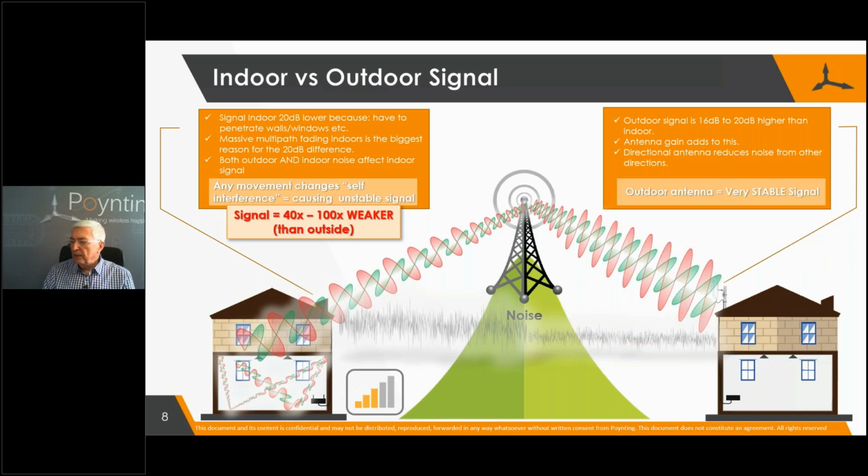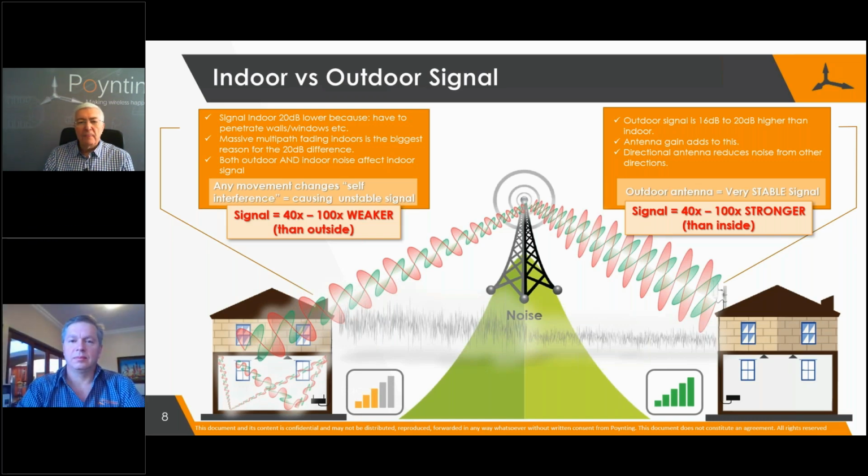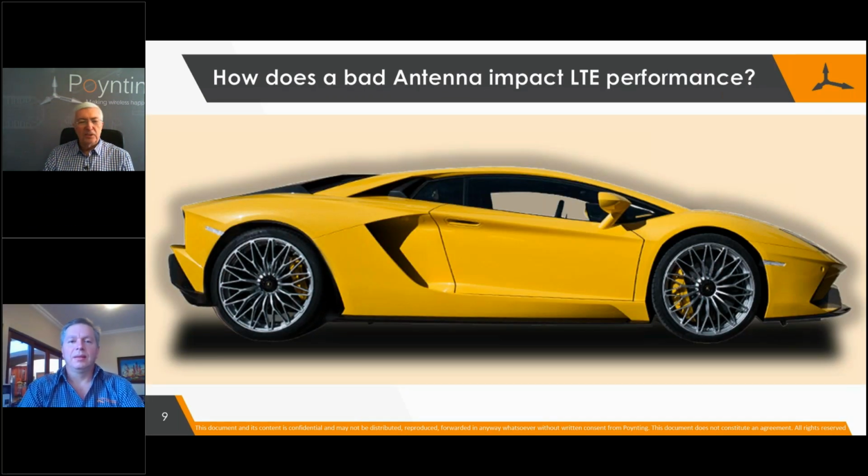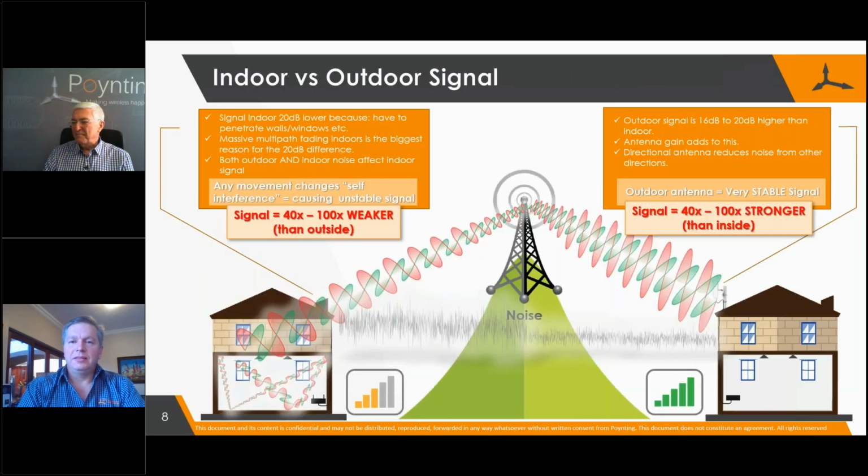You see the noise signal outside being considerably less. So an outdoor antenna provides us with a very stable signal, and as the converse is true, the signal is between 40 to 100 times stronger than inside the signal, and then we add the gain of the antenna on top of it. So yes, this is where we find ourselves with a very, very good signal with an outside antenna. Right, so Stephen, you needed to say something.